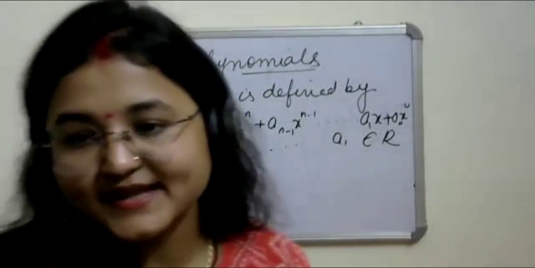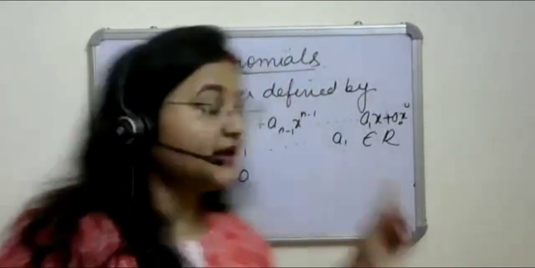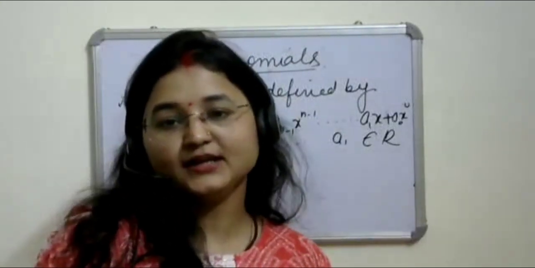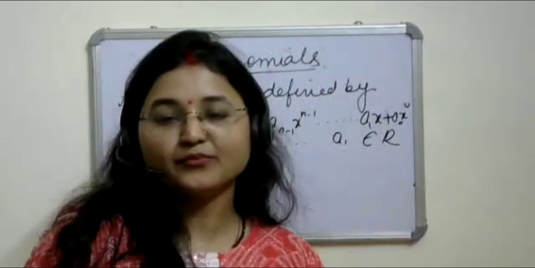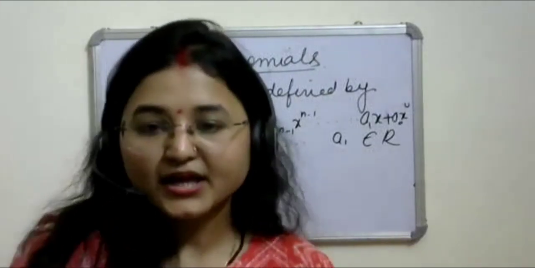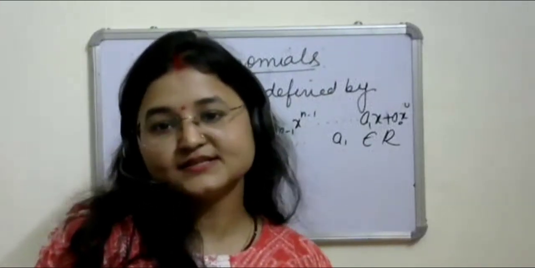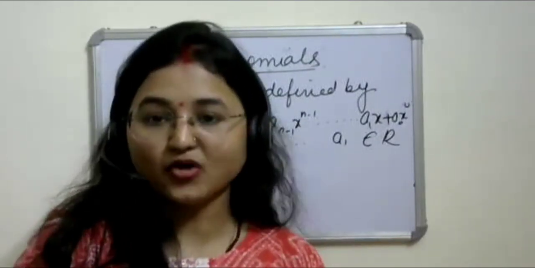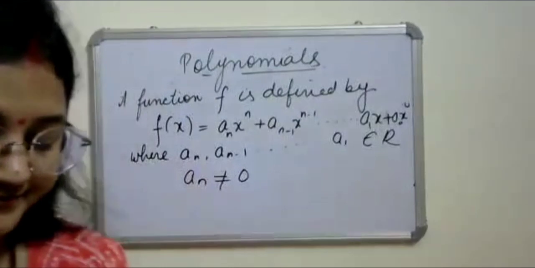This polynomial can be of any degree. This one is of degree n. What if we take the value of n equals 1? Then this polynomial will be a linear equation. If the degree n is 2, then this polynomial can be treated as a quadratic equation. Now let's come to our topic, that is quadratic equation.